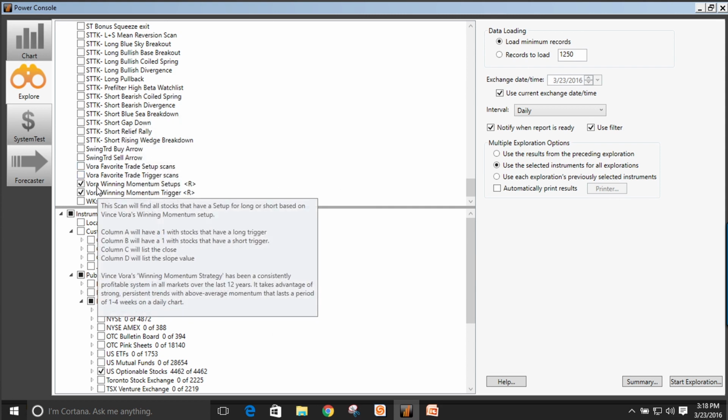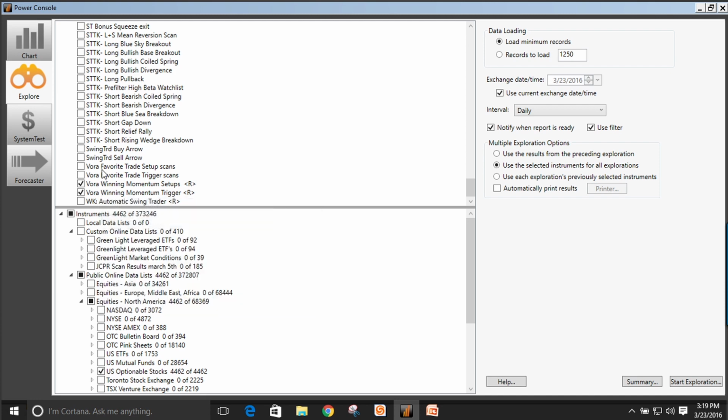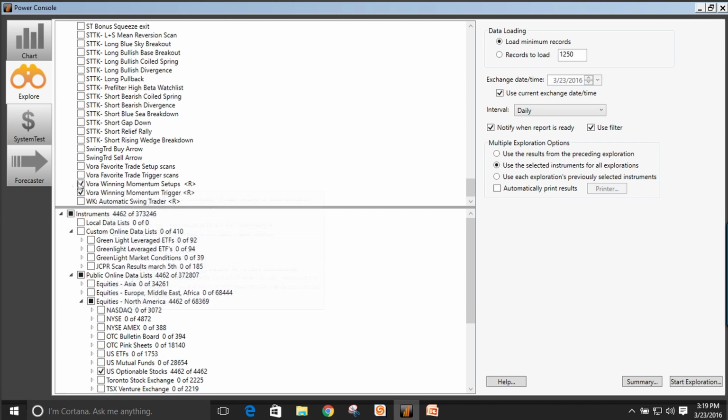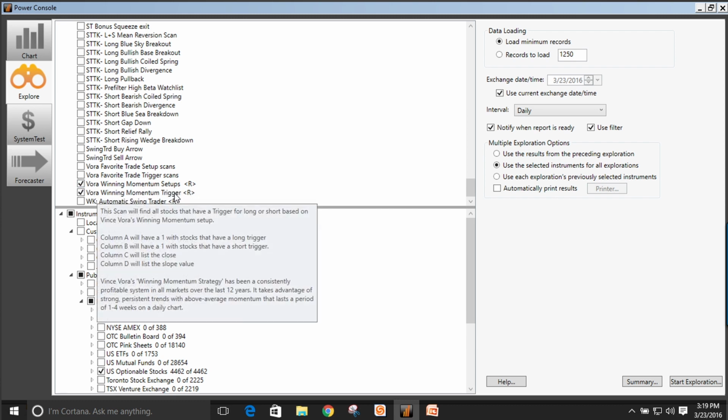There's two of them that come with the winning momentum strategy: the winning momentum setup and the winning momentum trigger. So, for example, let's say that it's after market hours and I want to find something that's set up so I can watch it to see if it triggers. In that case, you're going to run this winning momentum setup. If I wanted to find something at a trigger point, for example, maybe I'm running my scan in the middle of the day and I want to find something at a trigger today, I will click on this winning momentum trigger. So that's the difference.